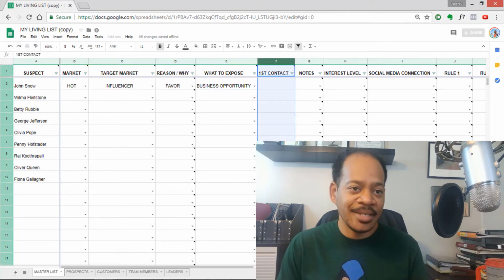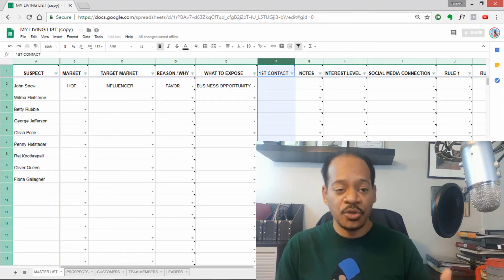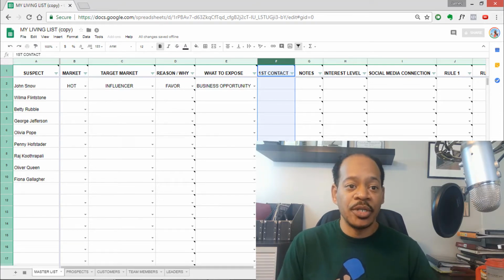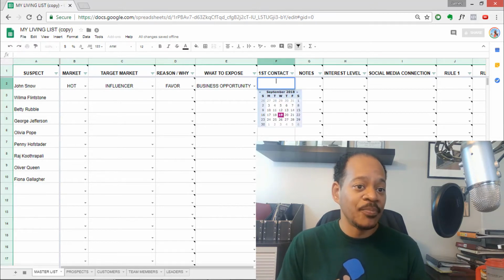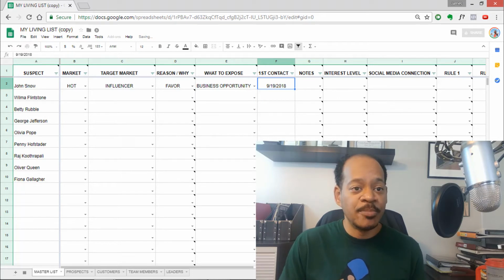And when you make contact, you want to record the date, so you know when you've begun working the relationship to identify wants, needs, to expose your product, service, or opportunity. So you can record the date very easily. All you need to do is double click and a calendar will pop up like you can see here. This first contact date is really useful over time because as you work your list, you're not going to expose everyone to what it is you have, whether it be your product, service, or opportunity right away.